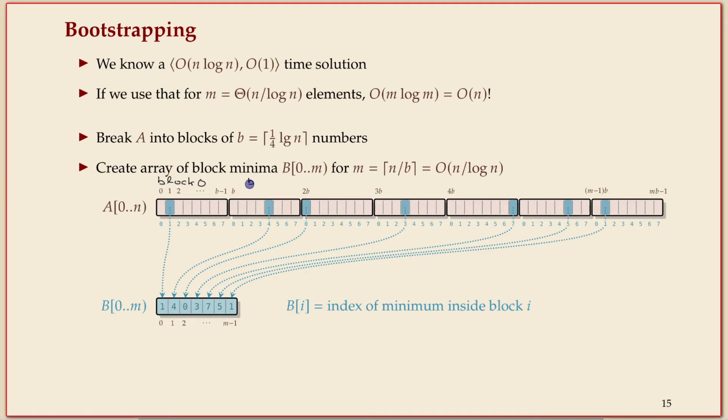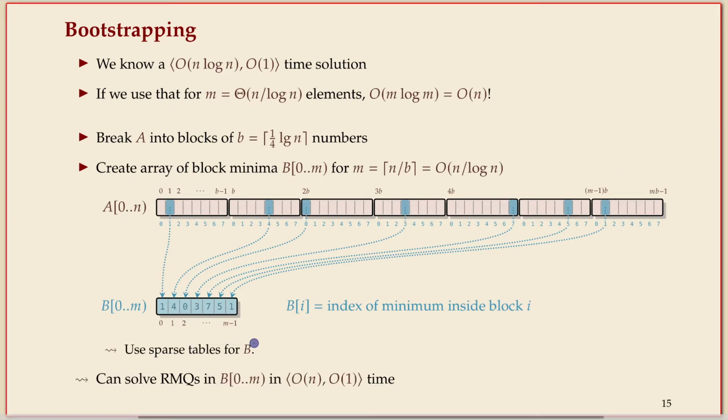So this is the block with ID 0, block with ID 1, and so on. So we would end with block m minus 1. And then the ith entry in this blue array is just the index of the minimum inside the ith block. So you just store the result of the range min query if you query for the block. So far, so good.